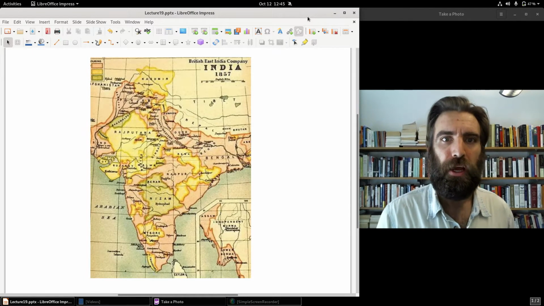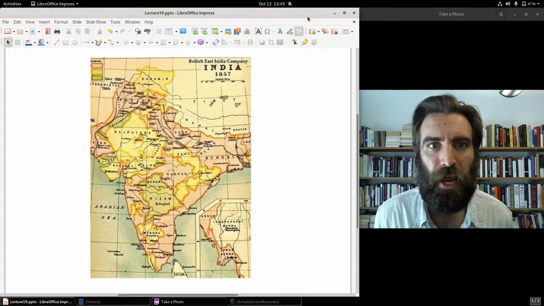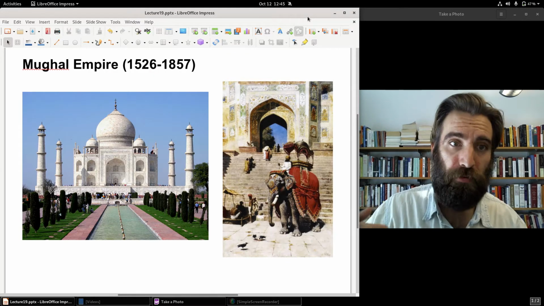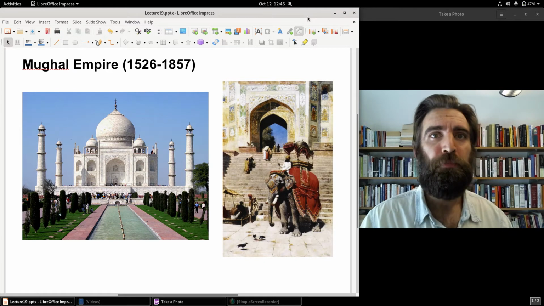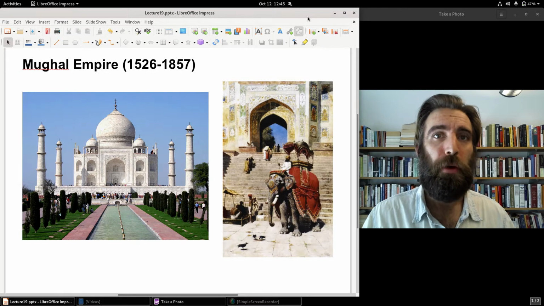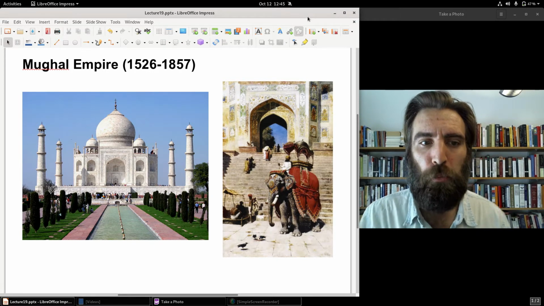Let's take a look at India. Here's a map of India just on the eve of the Sepoy Rebellion, 1857. Now, for more than 3 centuries, a Persian Islamic dynasty ruled over much of the subcontinent of India, called the Mughal Empire, the Mughal dynasty.